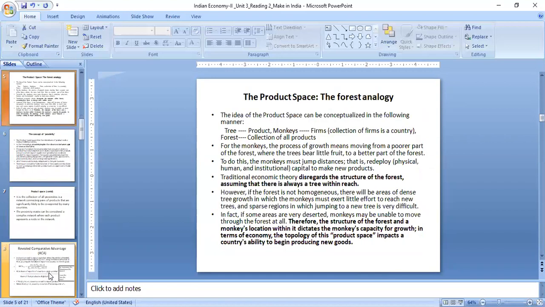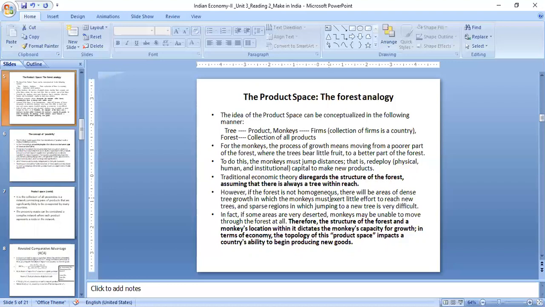Now, this is very often explained using the forest analogy, which says, let's compare the tree with the product. Monkeys are the firms, and the forest is nothing but a collection of all products. For the monkeys, jumping from one tree to another is going to lead to growth, that is, when they move from a poorer part of the forest to a better, richer part of the forest. But for this, they will have to jump. Regarding this jumping, traditional economic theory disregards the structure of the forest because it is assumed that the monkey always has a tree within its reach.